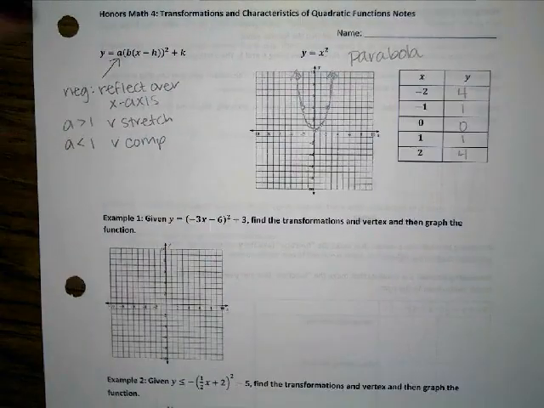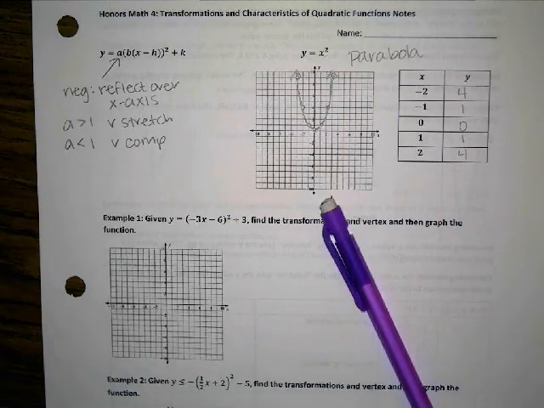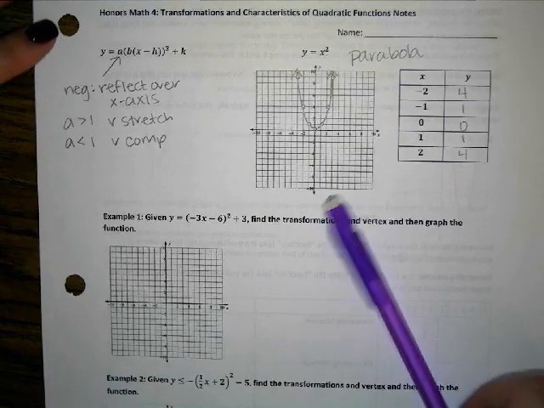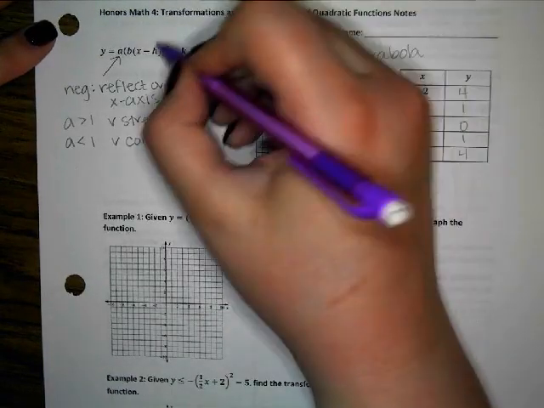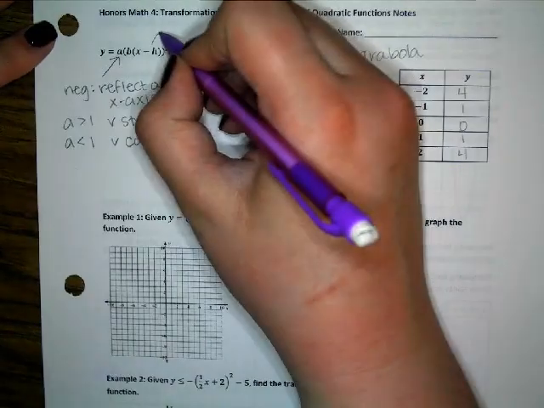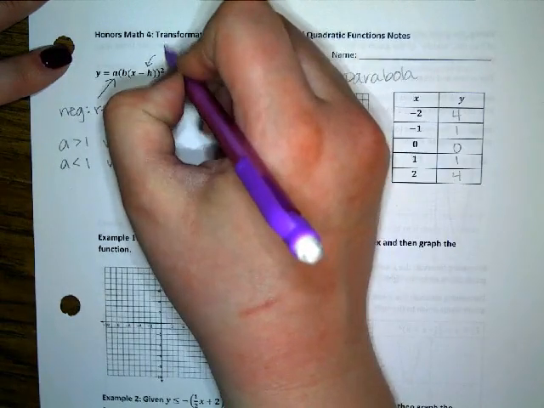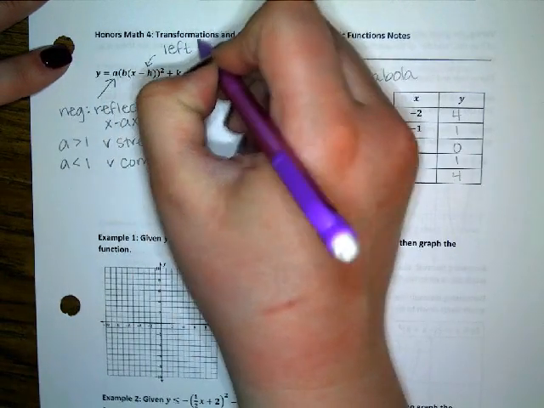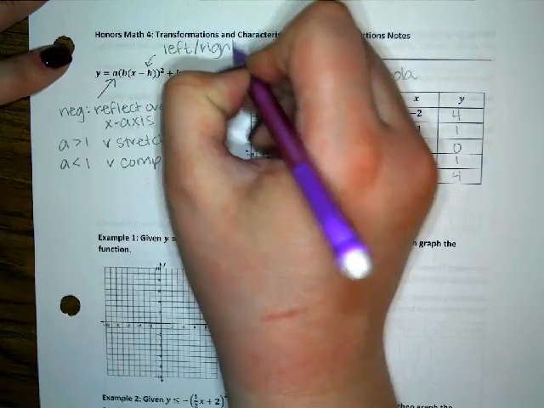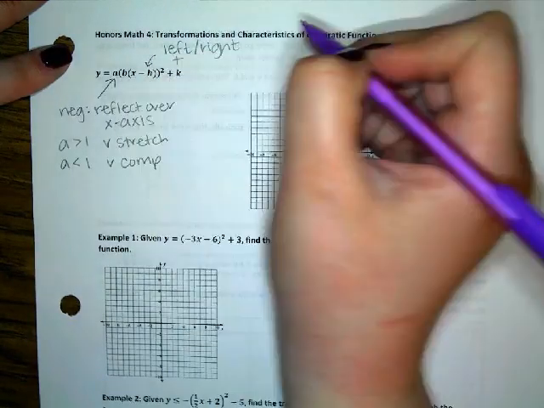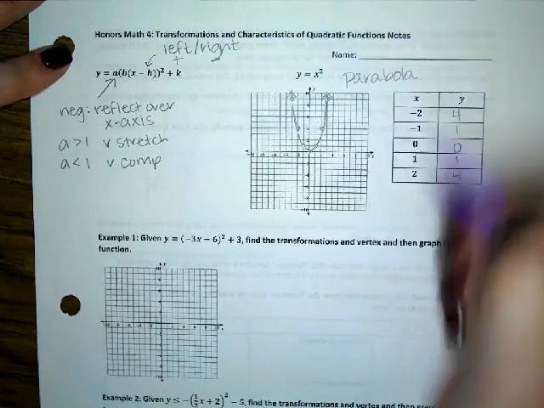So vertical stretch means tall and skinny. Vertical compression means short and fat. So you either vertically stretched it or you vertically compressed it, like vertical squish. Inside the parentheses, we have x minus h. This is the graph moving to the left or the right, and it's always the opposite of what you would think. A positive number moves it to the left, a negative number moves it to the right.